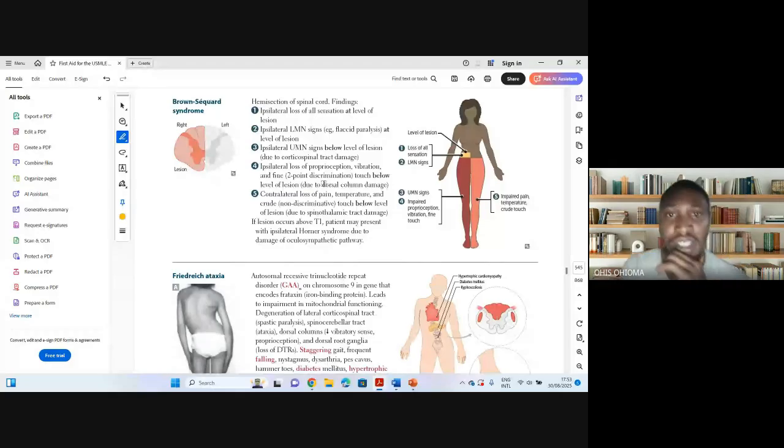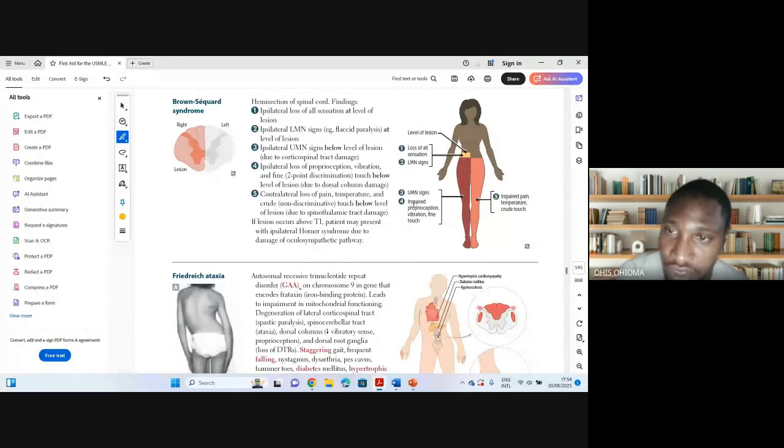So you can see that at the level of the injury, there is an ipsilateral loss of all the lesions because all the tracts pass through here, whether it decussates or it doesn't decussate. The patient also has ipsilateral lower motor neuron lesion because all the tracts pass at that level, whether it decussates or not. So there'll be flaccid paralysis at that level. That's what we're trying to say. You can see there's loss of all sensation where it happens, and then there's a lower motor neuron sign at that same level where the injury happens.